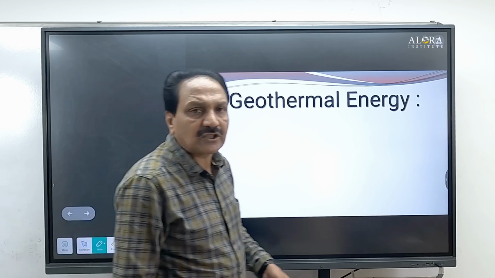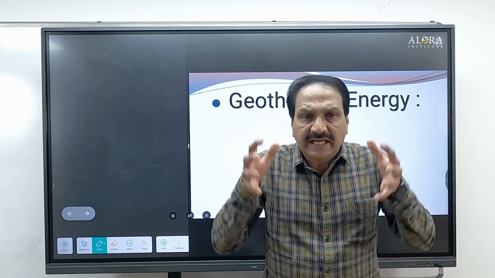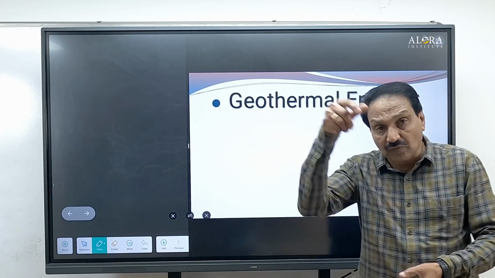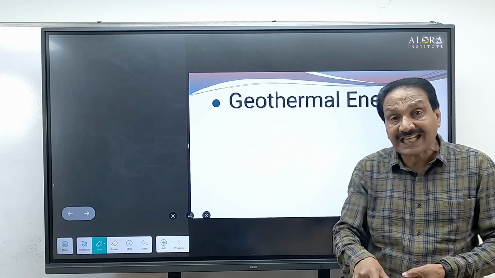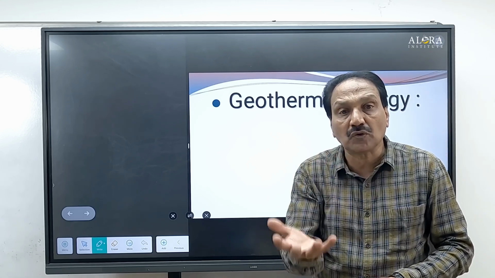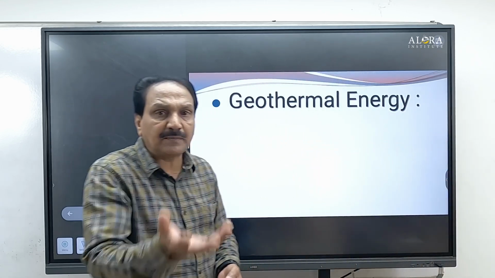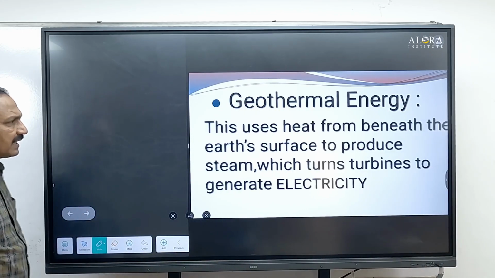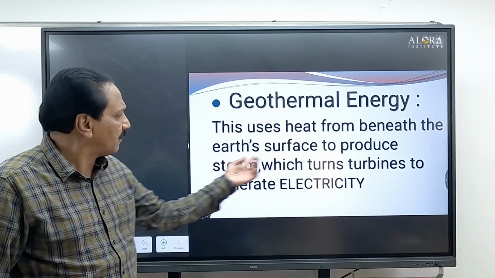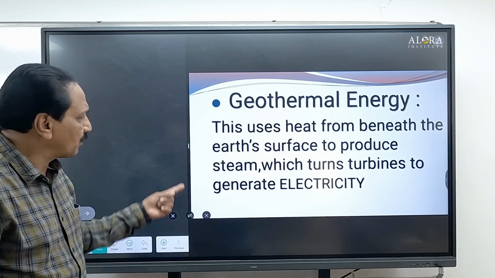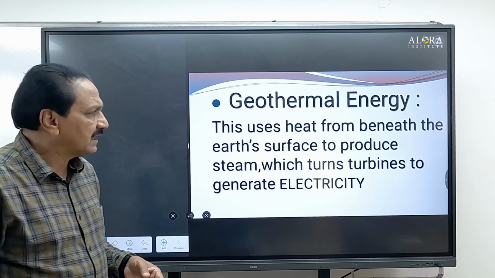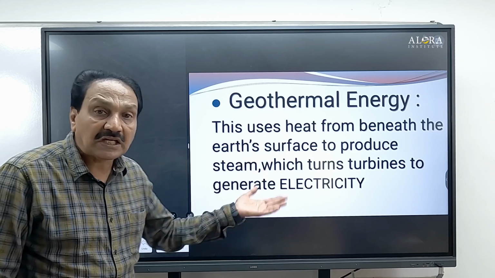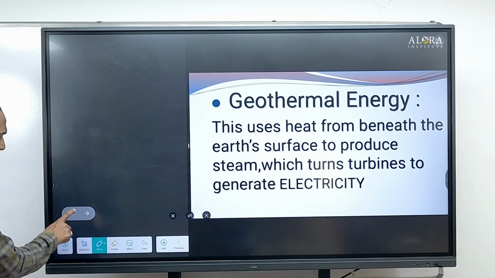Geothermal energy. Next one is the geothermal. The heat present inside the earth, the heat energy present within the earth, is converted into steam energy, and that steam is used to rotate the turbines. So that is called geothermal energy. Look at this. This uses the heat from beneath the earth's surface to produce the steam which turns the turbines to generate electricity. This is also a continuous supply of energy, a renewable resource. Will it be all right?